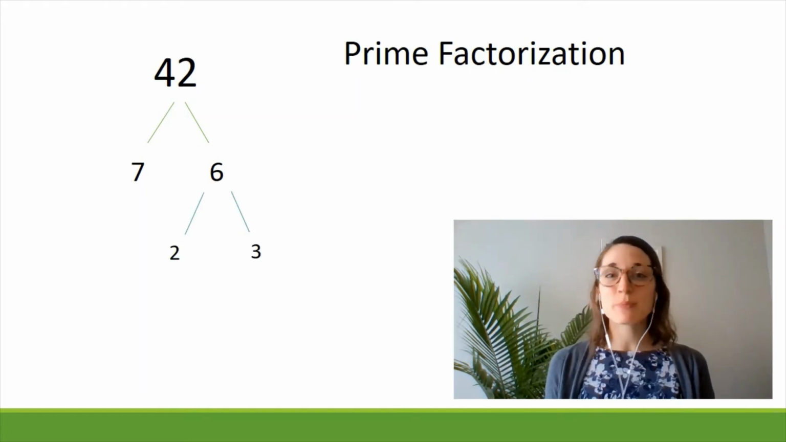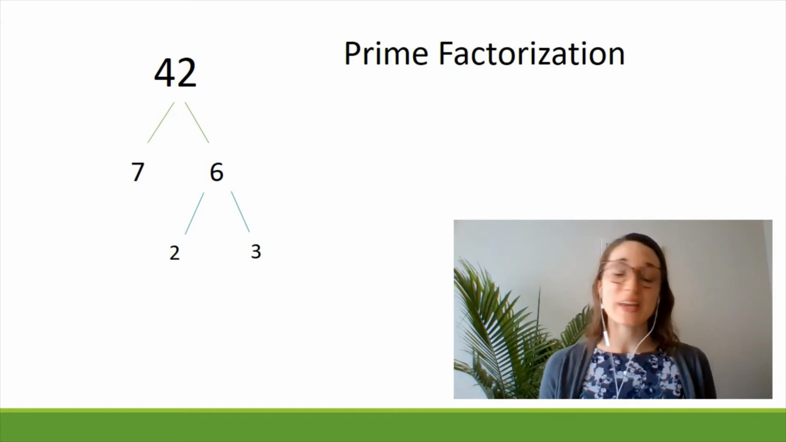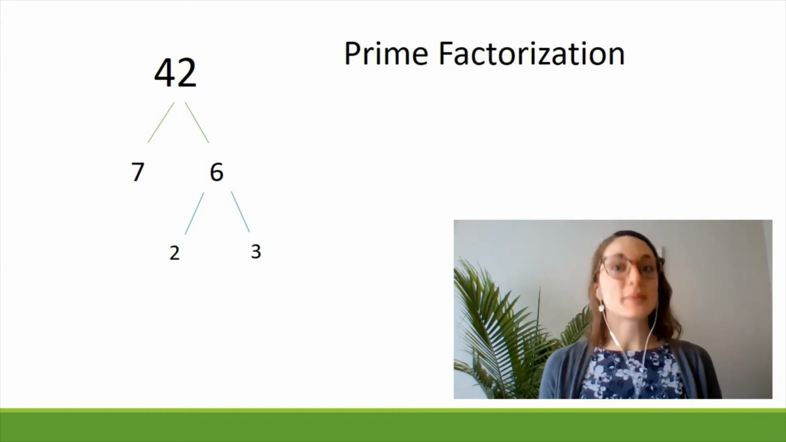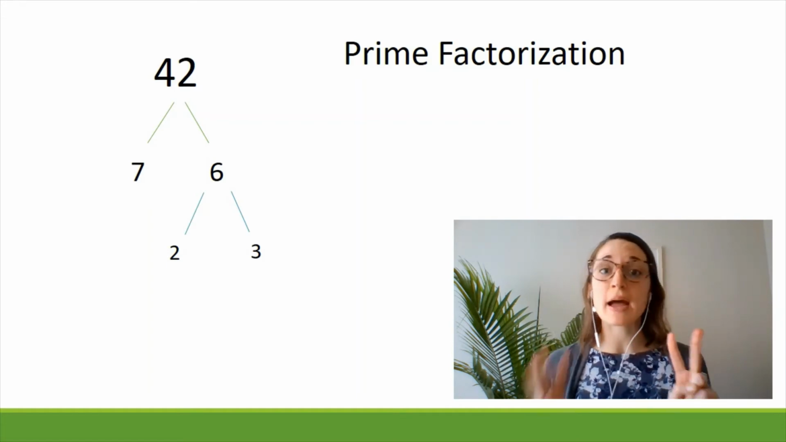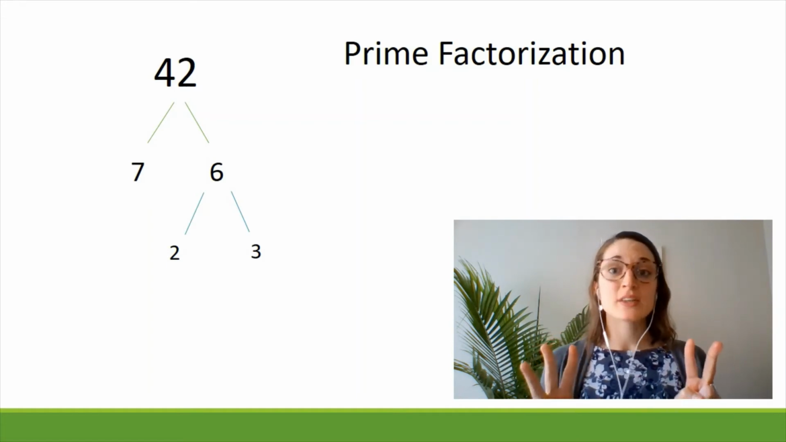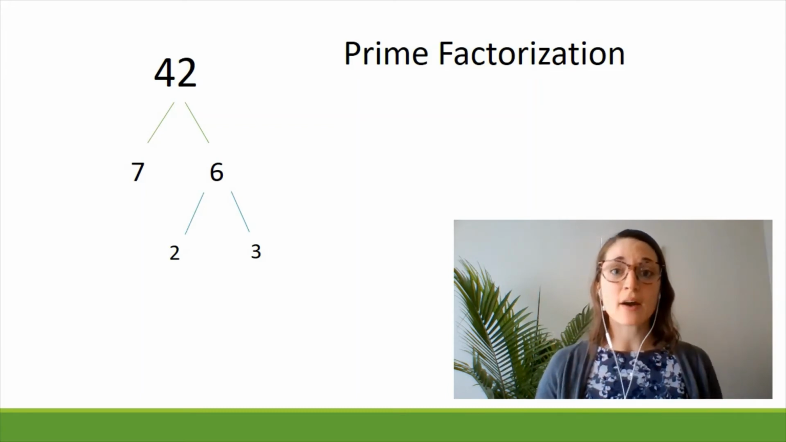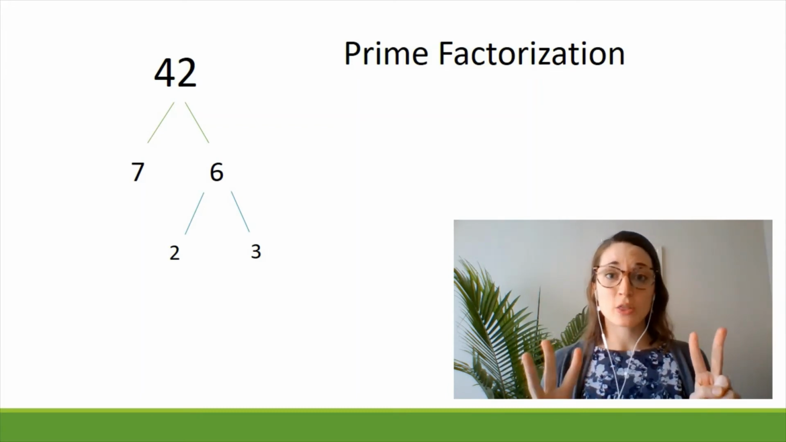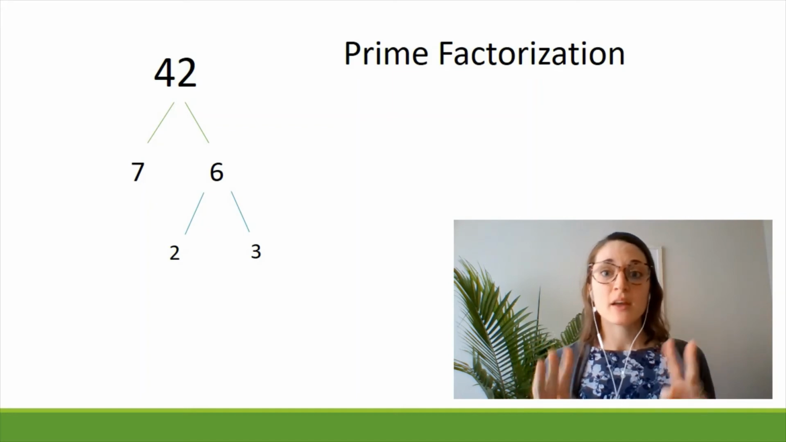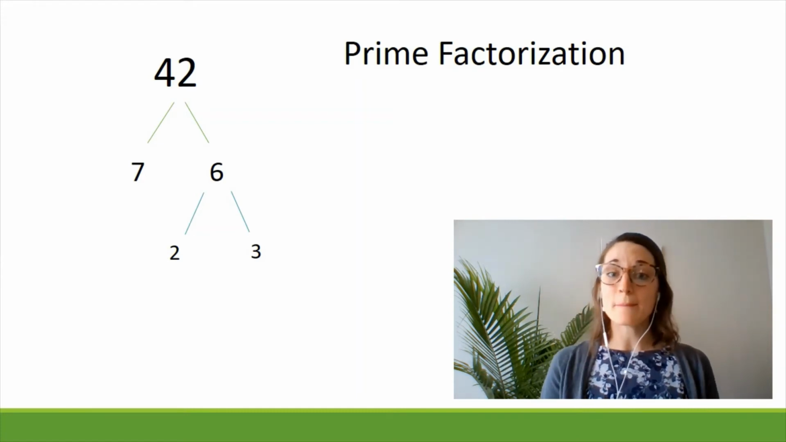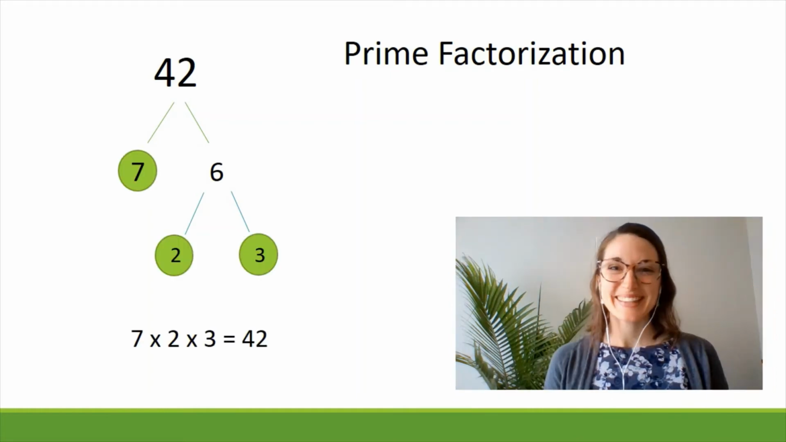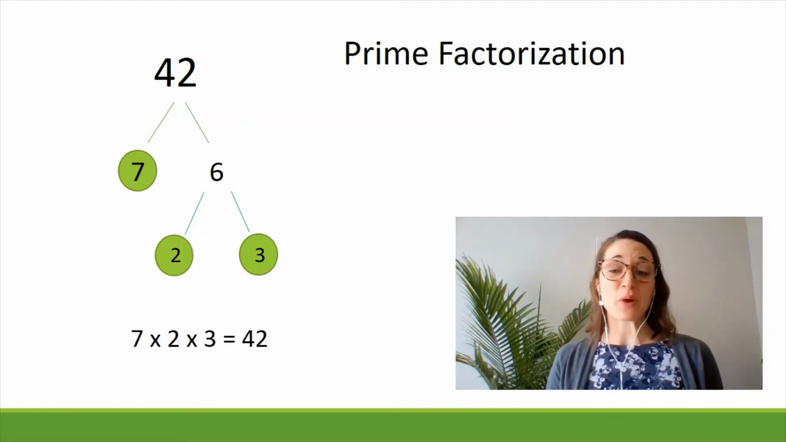Since the 7 is prime, we leave it as it is. We can't divide it down anymore. But the 6 we can divide down some more because we know that 2 times 3 equals 6. So at the end of the 2 lines coming out of the 6, we'll put a 2 and a 3 to show its factors. Now all of the numbers that are at the ends of lines are officially prime, the 7, the 2, and the 3. So we're done making this factor tree. This means that we've found our prime factors.